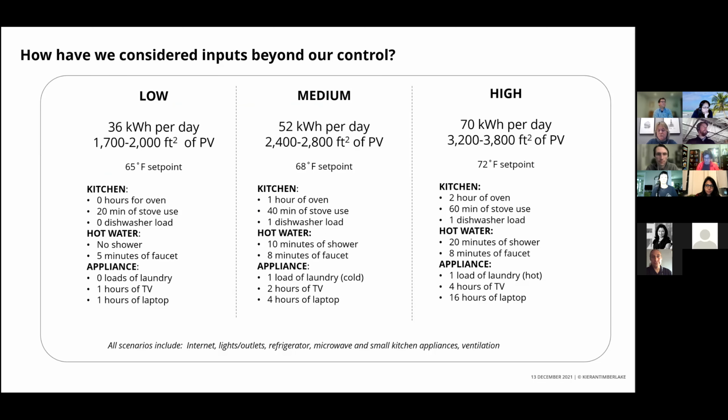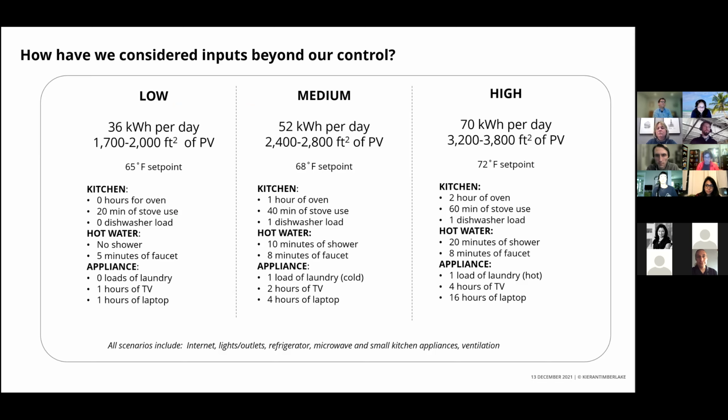So on the topic of some design variables being outside of our domain and our control, this is a slide that we've used on a project to communicate to the client and look for feedback on how they anticipate using the building. You're seeing three usage profiles here that demonstrate daily energy use and the size of a PV array that supports that. This is a residential project that was going to be off-grid.